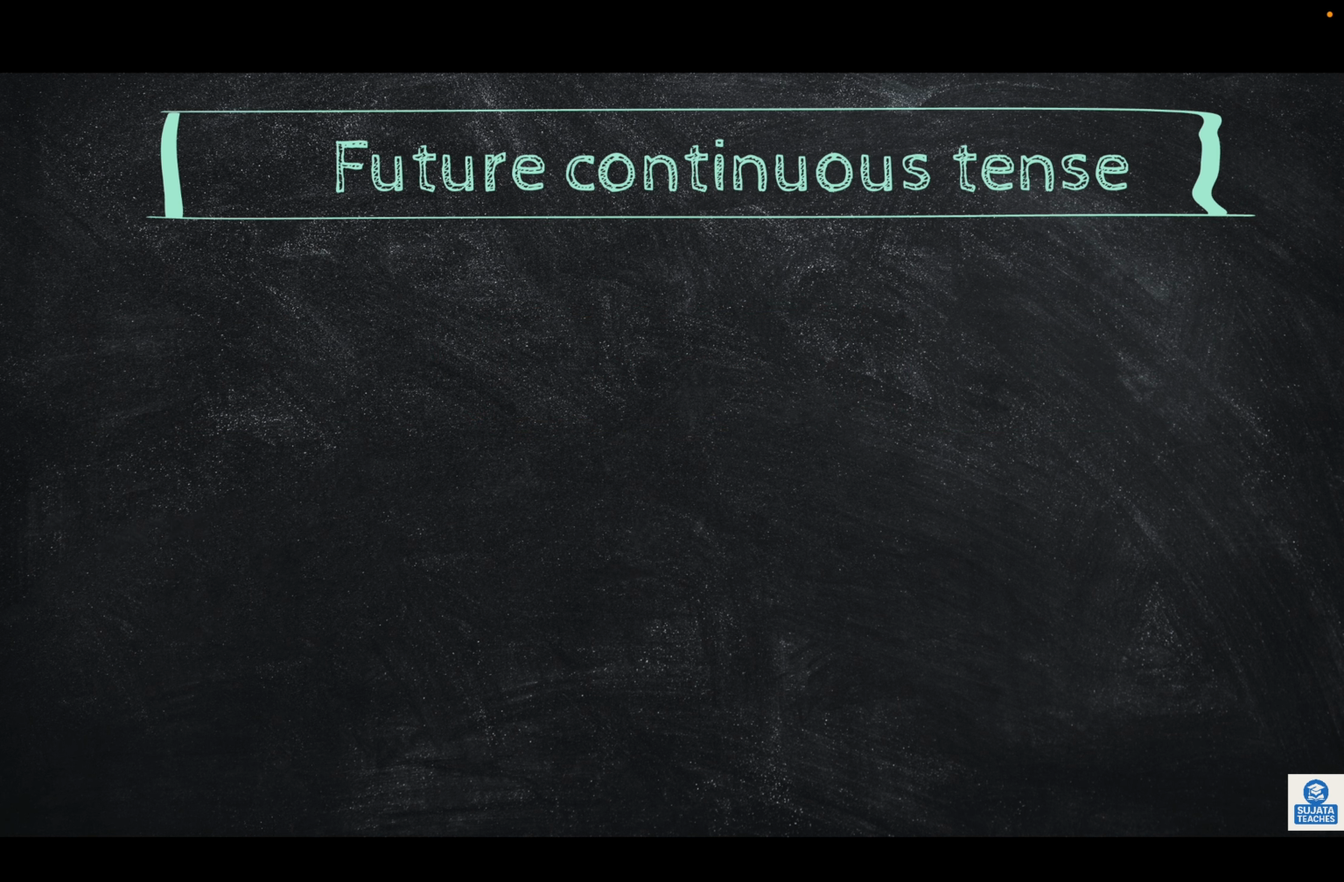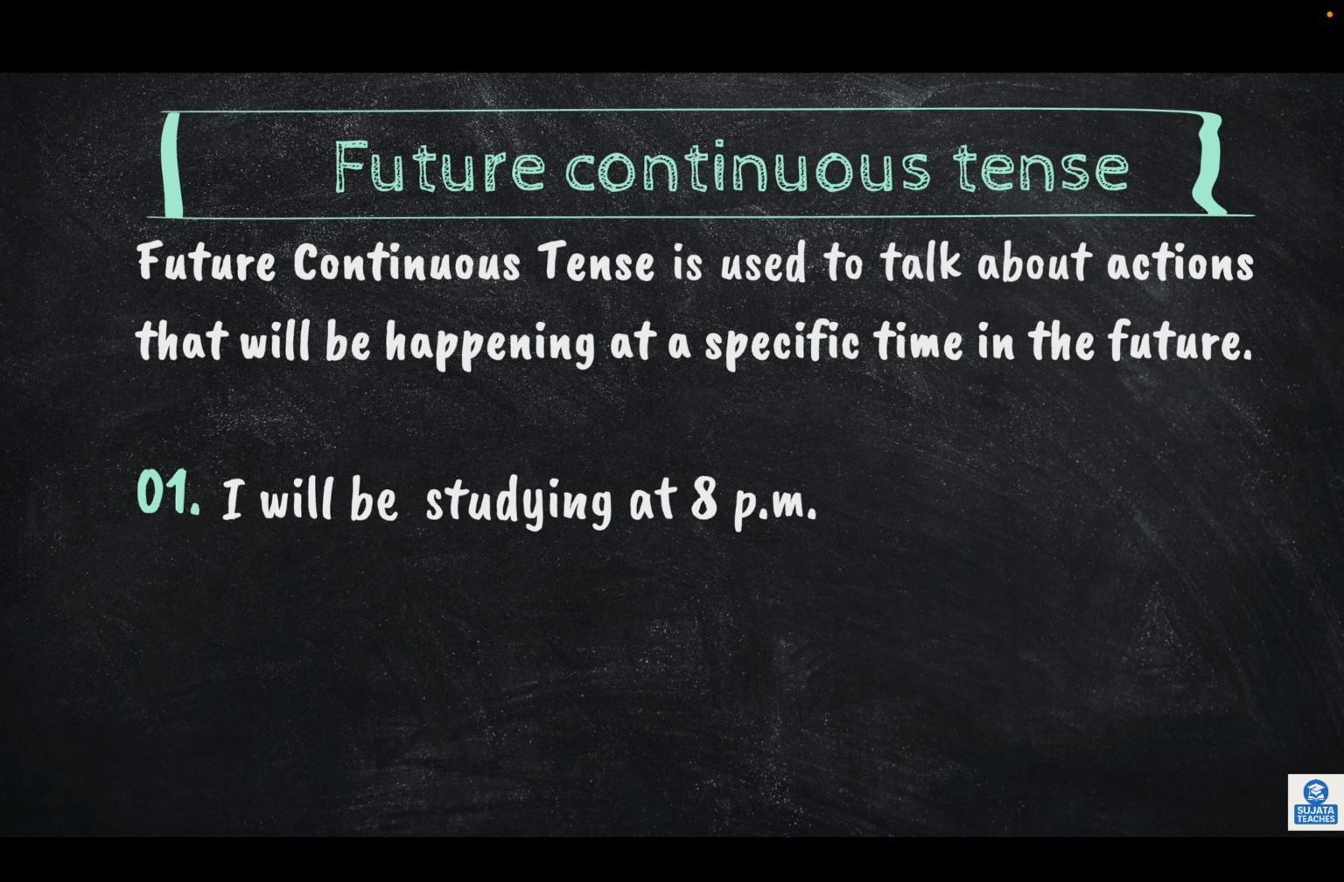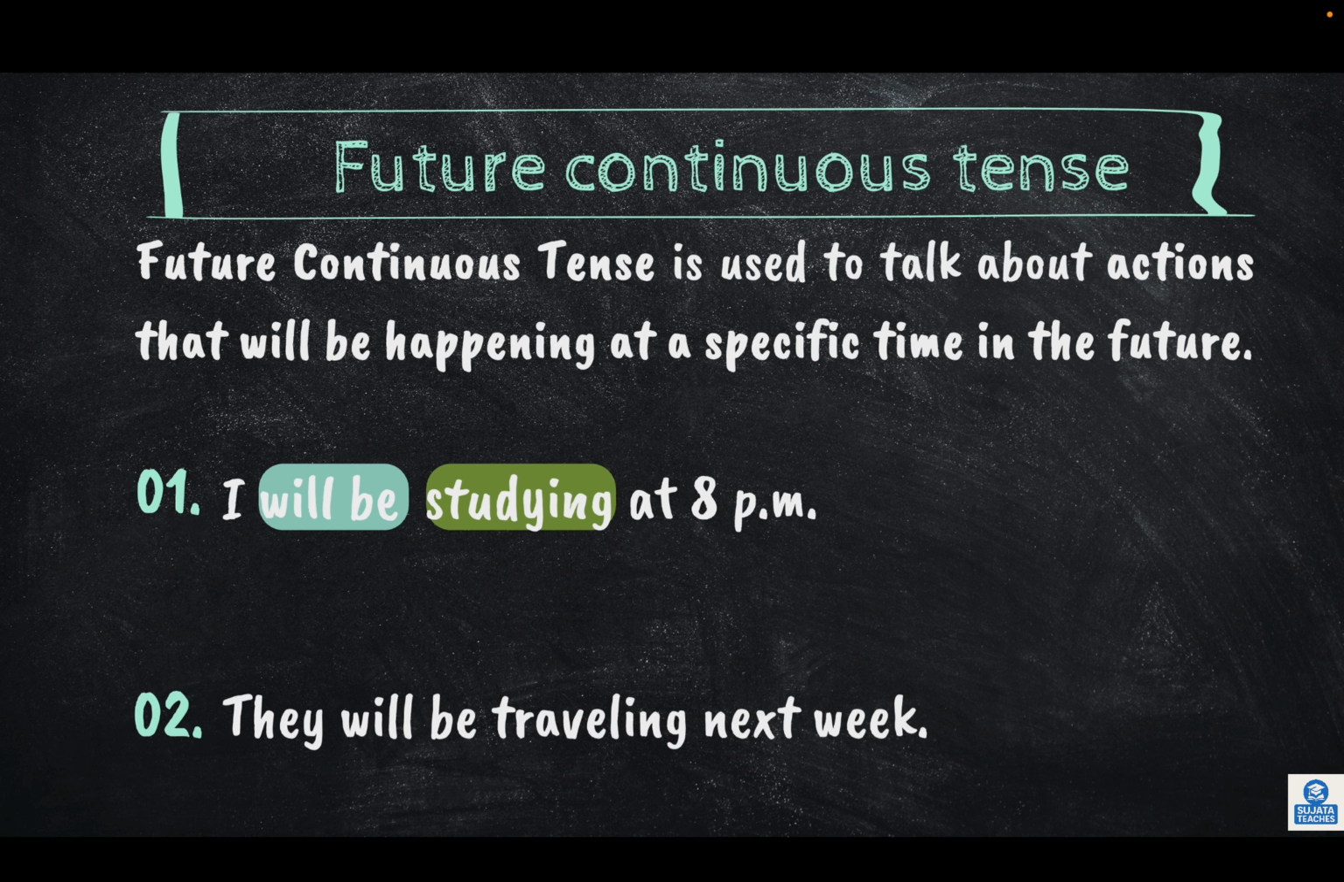Next is future continuous tense. Future continuous tense is used to talk about actions that will be happening at a specific time in the future. That means in continuous motion. First is I will be studying. So here will be is the helping verb, whereas studying is the main verb. So will be studying tells you that the activity will happen in the future in continuous motion.